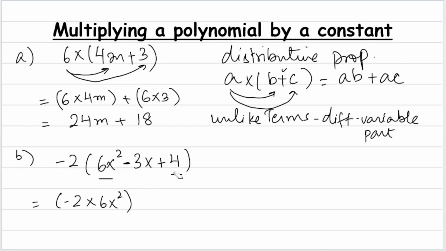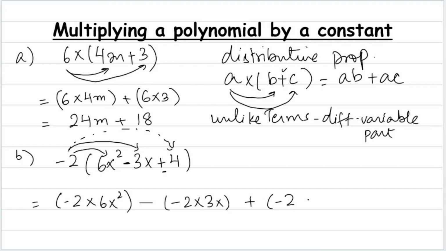Then I will put this minus sign, and then this negative 2 will multiply by 3x. So let me put it in the bracket. First it was multiplied by this, then the second term. Then I will write this plus, and then negative 2 will be multiplied with the last term. That's 4. So negative 2 times 4.